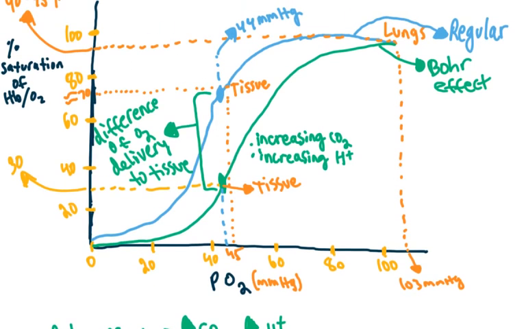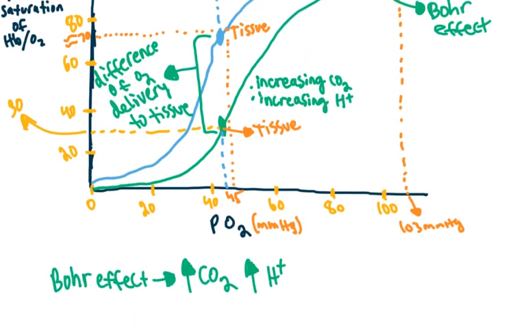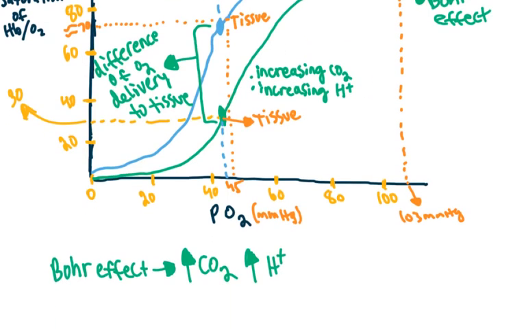We see a shift in the sigmoidal curve to the right, and this causes more oxygen delivery to your tissue, because of the decrease in percent saturation of the hemoglobin to oxygen. All right, and if you look at the same partial pressure of oxygen in the blood near the tissue, we're going to see more oxygen delivered if we were to add the Bohr effect by increasing the production of CO2 and H+ in the tissue.